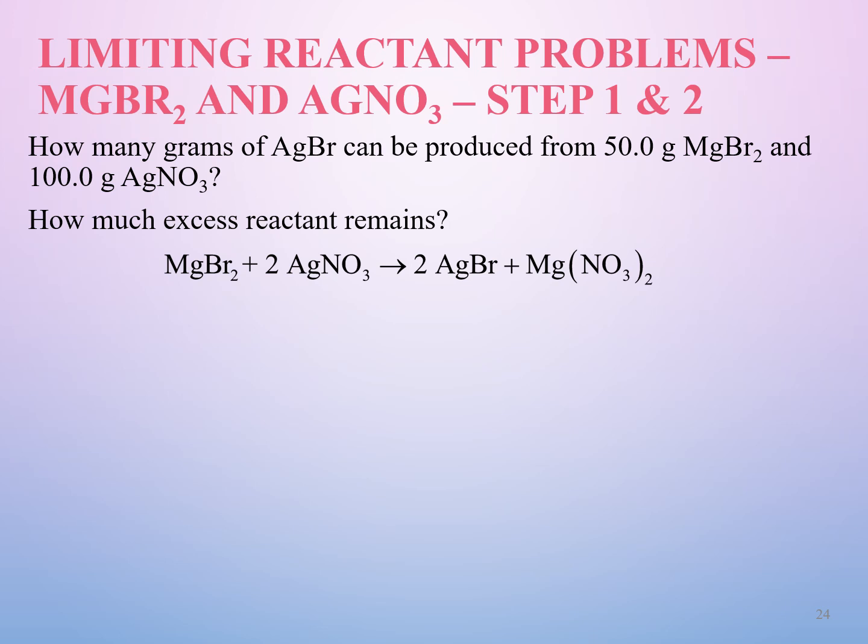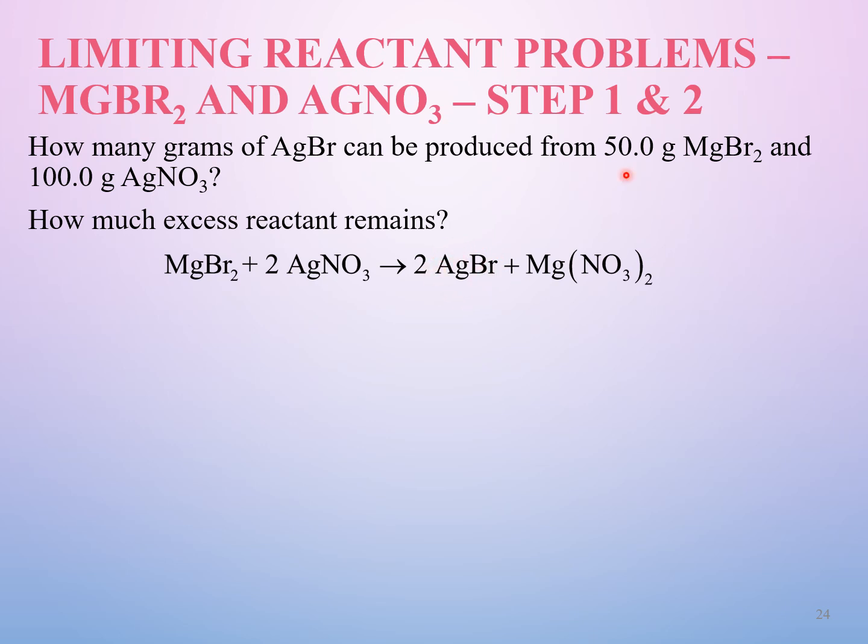Next question. How many grams of AgBr can be produced from 50 grams of MgBr2 and 100 grams of AgNO3? So you need to take a look at our equation here. This is a balanced equation. So we have to determine how many grams of product can be formed. They're asking for the theoretical yield, which is how much of the AgBr you can actually make maximally.